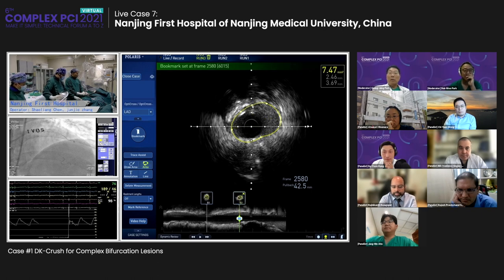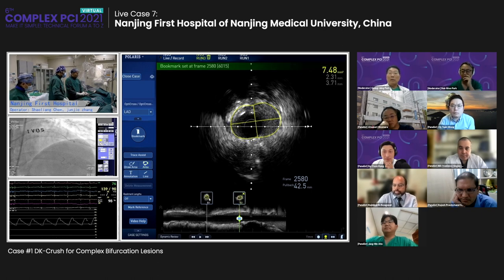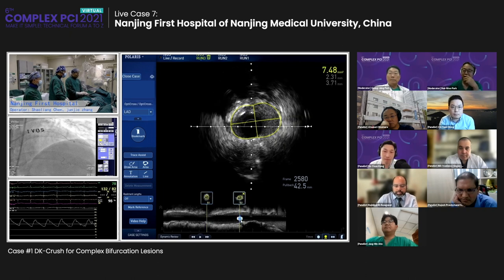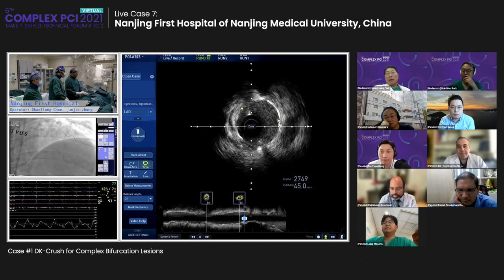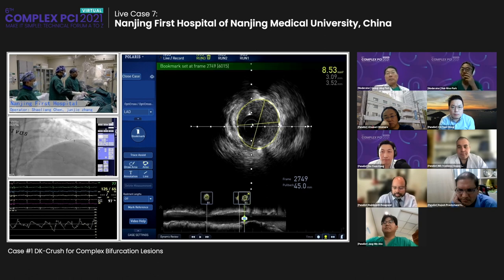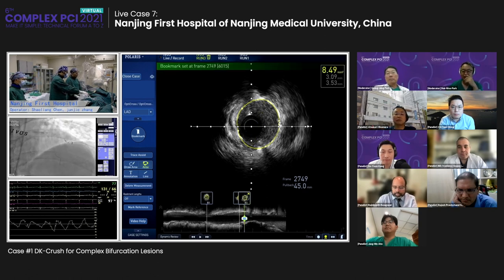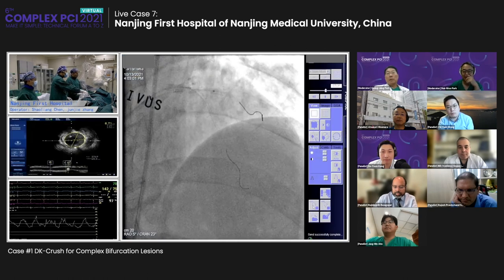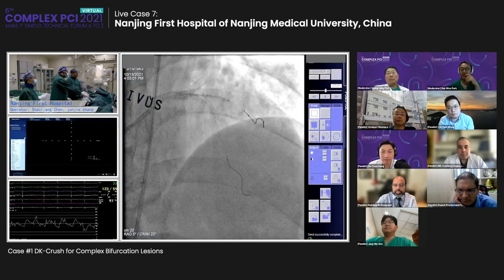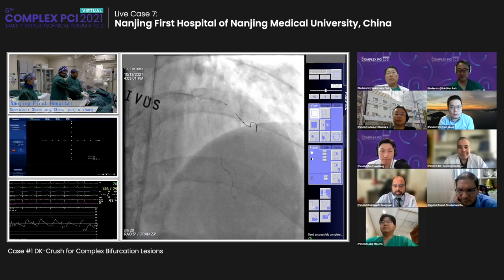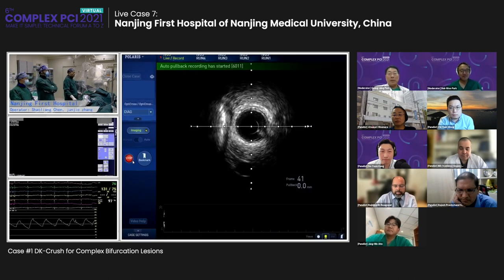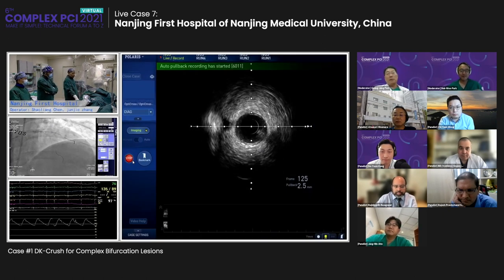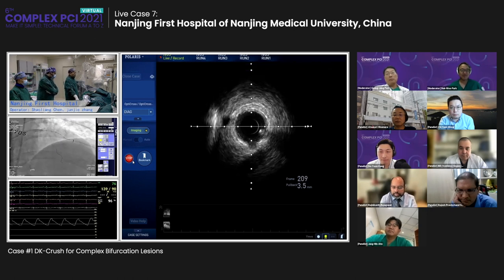I say the minimum lumen area in the LAD is around 7 millimeters squared. Great, I think it's big enough. Do you agree? Yes. Okay, big enough. So let's check how it was for the diagonal. I think it would not be easy to put the IVUS catheter in. Okay, no problem. Based on the current data, 5.5 millimeters squared is big enough, and more than 5 is quite enough to maintain good clinical outcomes.